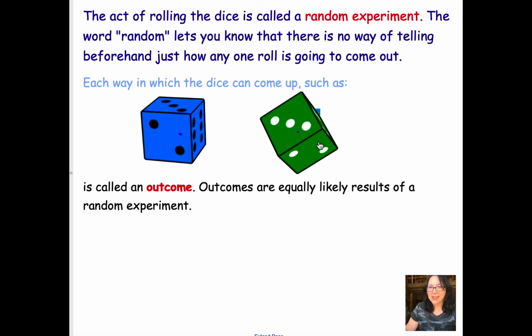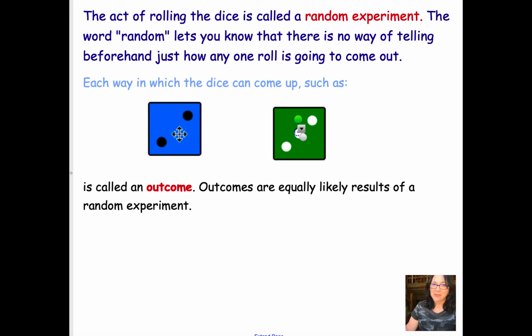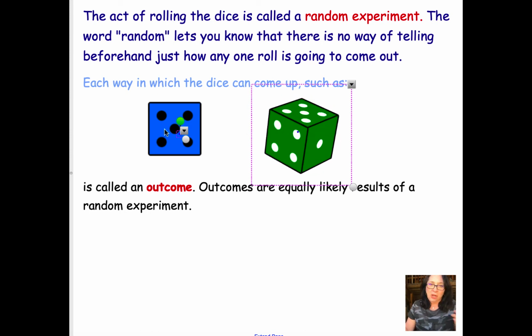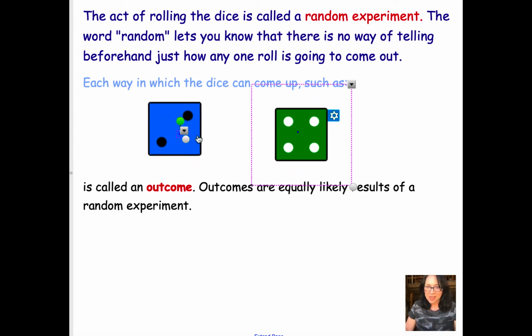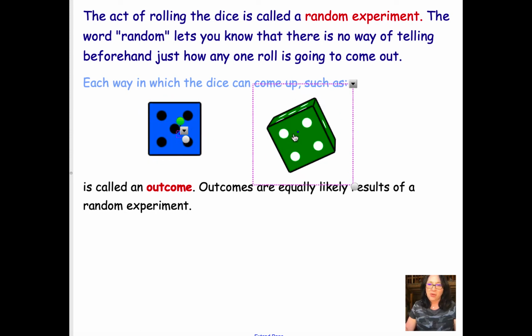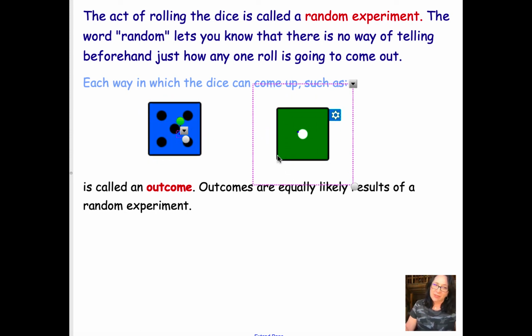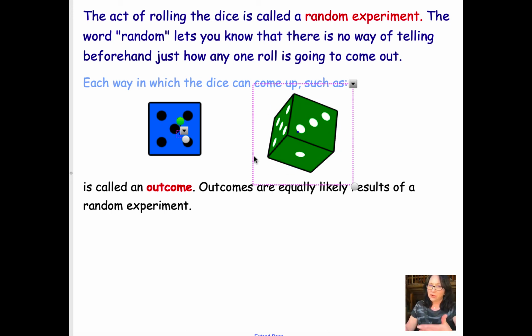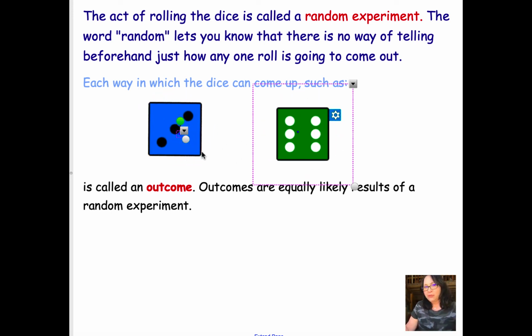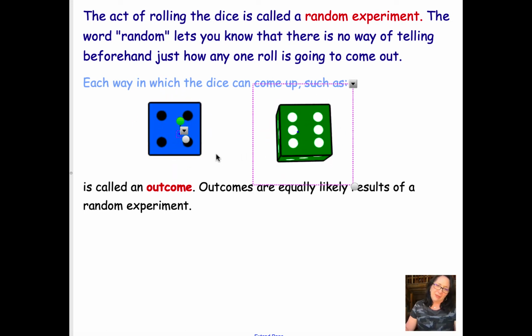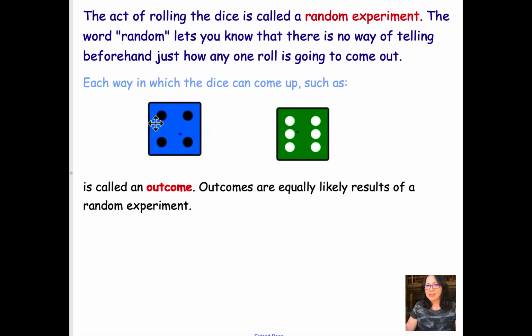The act of rolling the dice is called a random experiment, okay? So the word random basically lets you know that there is no way of telling beforehand what's going to happen or how the roll is going to come out. Because each time I do this, I'm going to get a new value. Now, it depends on how many dice I'm rolling, right? Am I rolling 1 die or more than 1 die? But also, are they the same color? Is that going to make any difference? But each way that the dice come up is called an outcome.